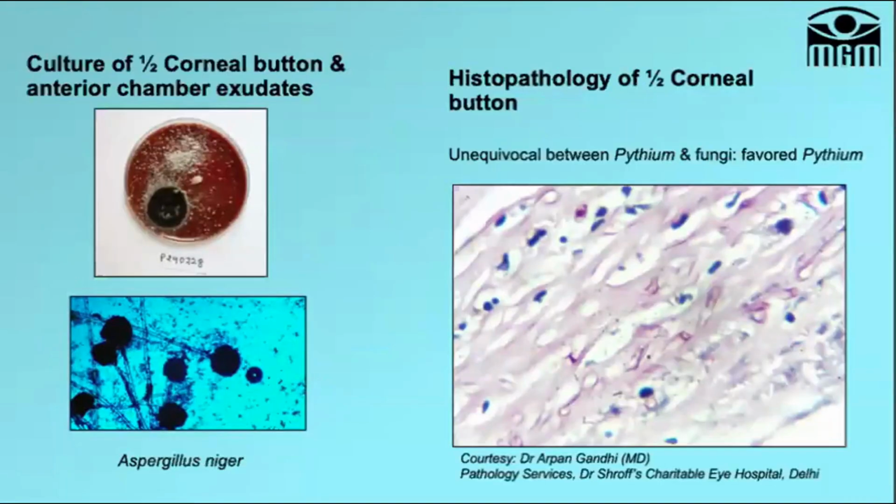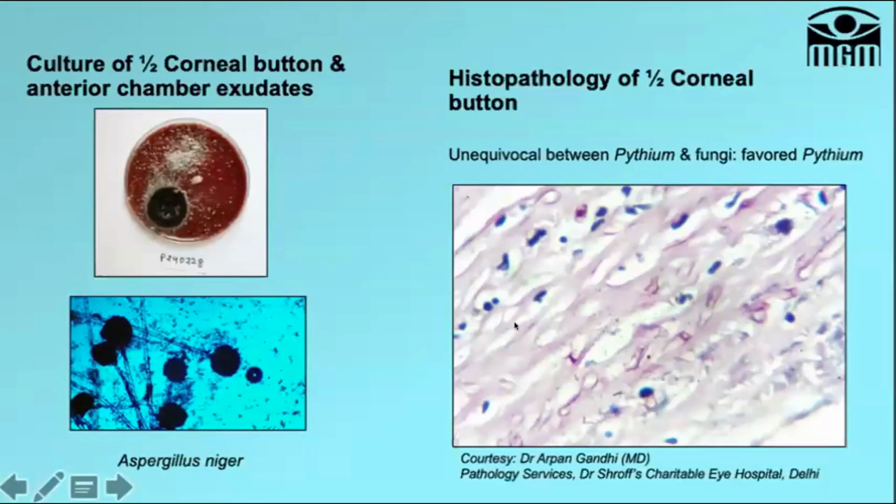Meanwhile, interestingly, the corneal button, instead of fungi, instead of pythium, grew Aspergillus colonies. You can see these dark Aspergillus colonies from the half corneal button that we had sent to microbiology for culture on a blood agar. Pieces of exudate had also grown fungal culture. And here you can see the lactophenol cotton blue mount staining, which shows us that these are typical Aspergillus niger spores.